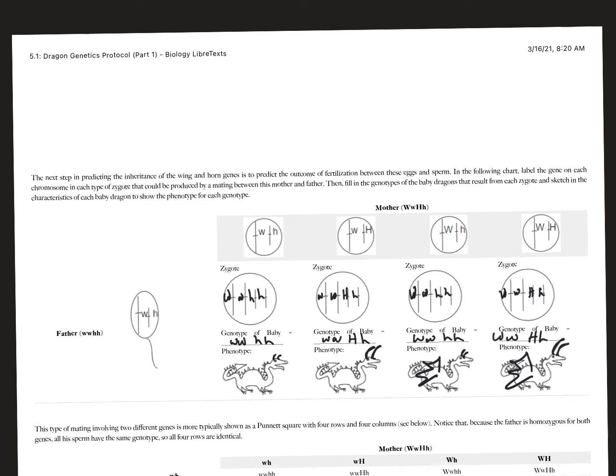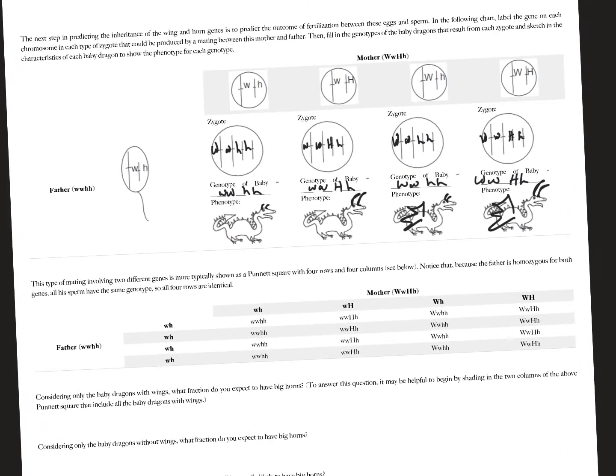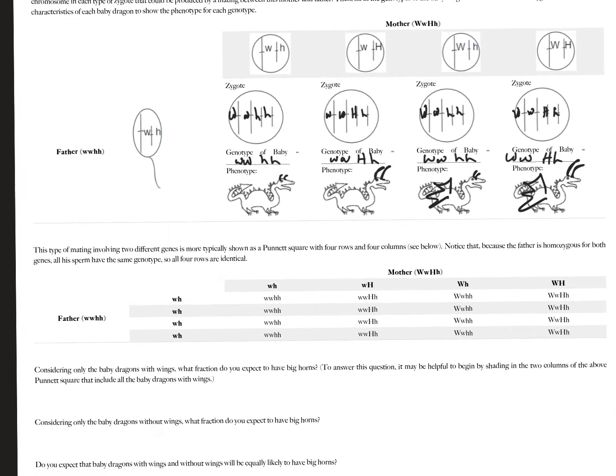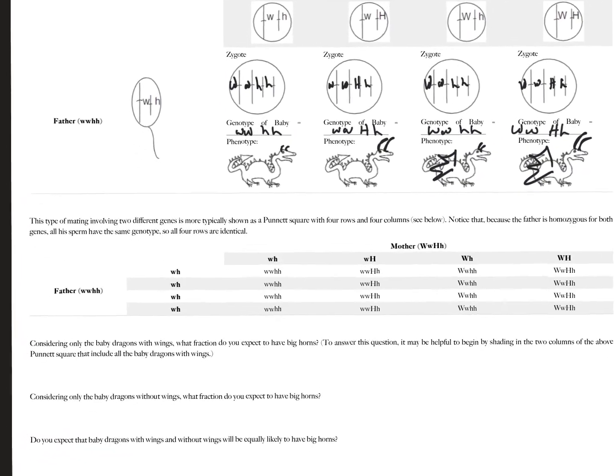So you get 4 different dragons, right? One set of parents whose babies all look different. Wings with big horns, wings with little horns, big horns no wings, and little horns no wings. So these are the possible outcomes. Is that what you have in your drawings? Something like that? Yes? Okay.